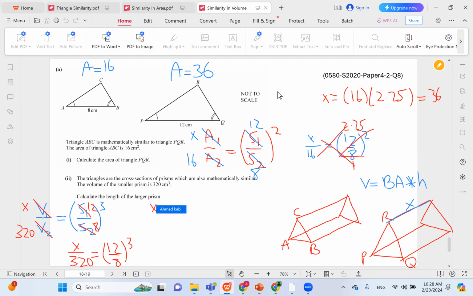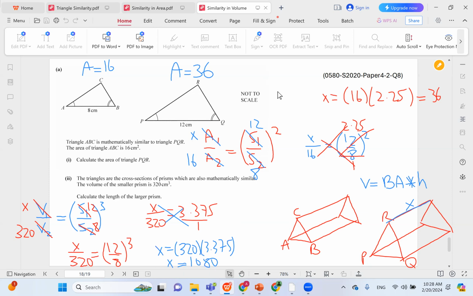So X over 320 equals 3.375 over 1. And we can cross multiply to get X. So X equals 320 times 3.375. 320 times 3.375 gives us 1080. So this is the value of X, which is the larger volume.